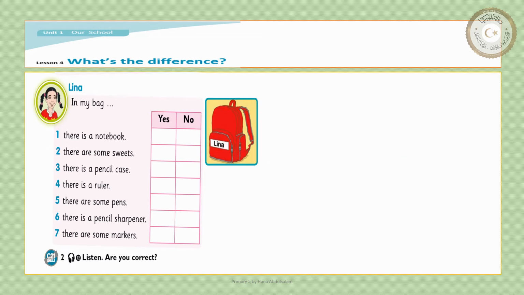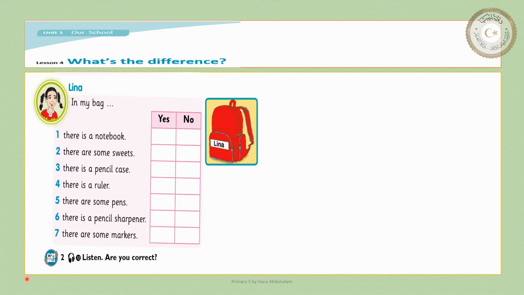Okay, now we are going to speak about Lena's bag. We still guess if we have this thing in Lena's bag or not. So this is the bag. So now we are going to explain what we have here in this list. So can we start now?